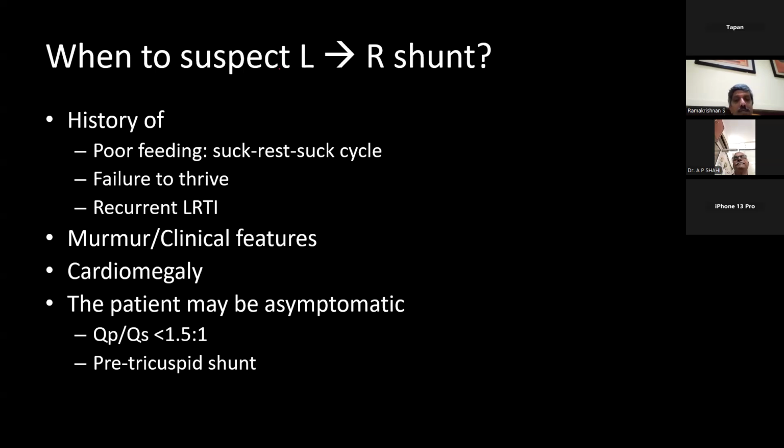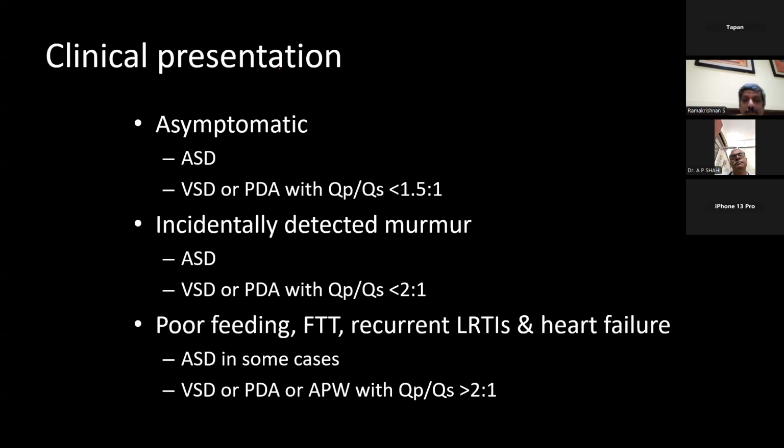But the patient may be asymptomatic if QP by QS, that is the pulmonary to systemic flow, is 1.5 to 1. That means 100 ml is going into the systemic circulation, 150 ml is going into the pulmonary circulation. This 50 is the extra left to right shunt. So the patient may be asymptomatic, and there is a pre-tricuspid shunt like ASD also. The patient may be asymptomatic. So clinical presentation wise, the patient may be asymptomatic in ASD, VSD or PDA, especially if the shunt is small, or they may present with an incidentally detected murmur.